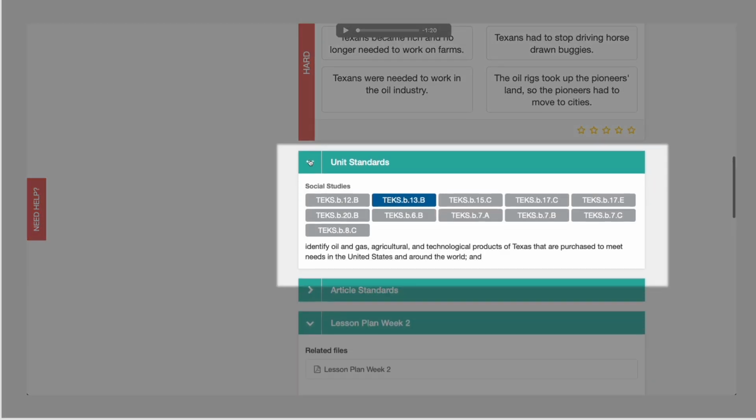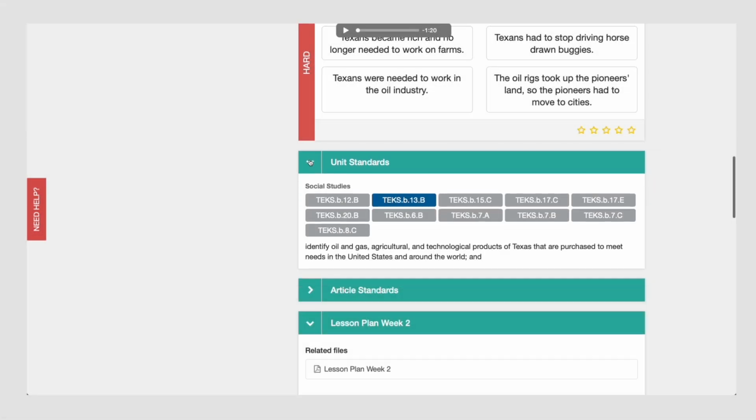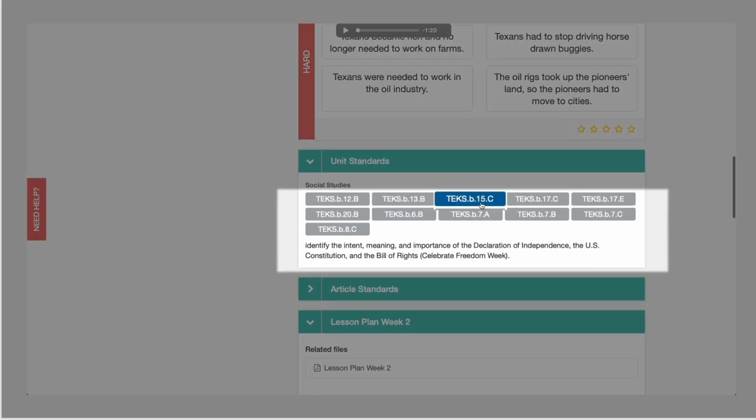Unit standards lists all standards covered in the weekly unit. For additional information about the standards, click on the standard number.